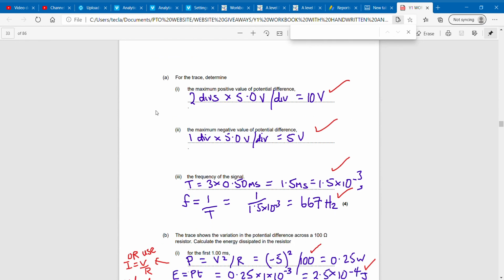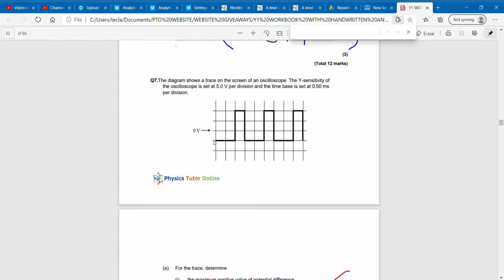And then part 3, the frequency of the signal. So we're going to use time period. We're going to find time period, and then frequency equals 1 over time period. So time period is 3 times 0.5 milliseconds. So each square is 0.5.